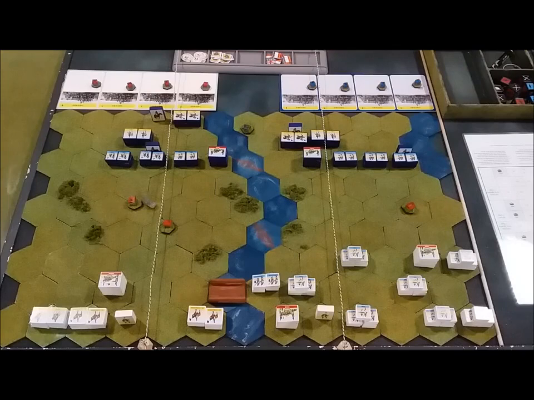Righto. So we have 5 command cards for the French. 1, 2, 3, 4, 5. 4 cards for the Austrians.